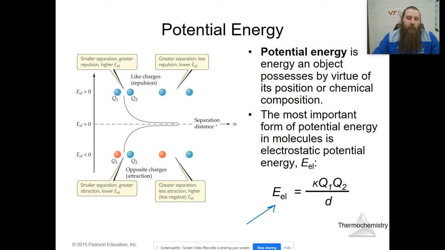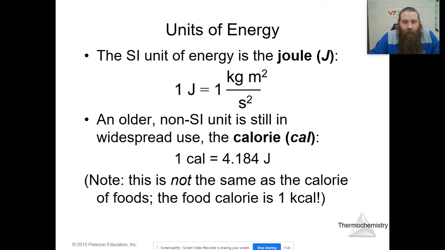When we talk about the potential energy of elements, if they're oppositely charged, or if they're like charged and they're close together, they have this higher repulsion. So they would have greater potential energy based on their position relative to one another. In terms of chemistry, when we talk about potential energy, the thing that we are most concerned with is the electrostatic potential energy, which again we saw in the chapter on bonding.